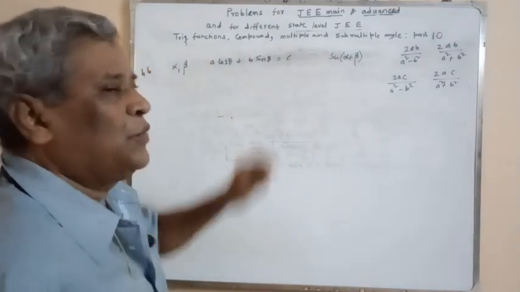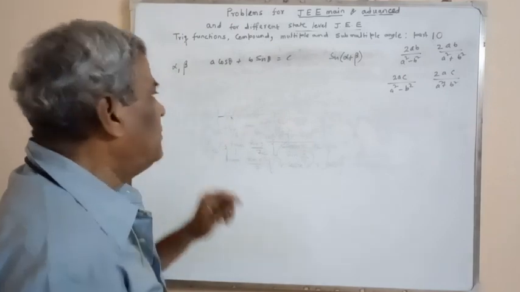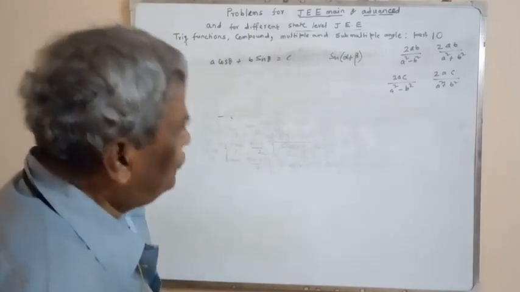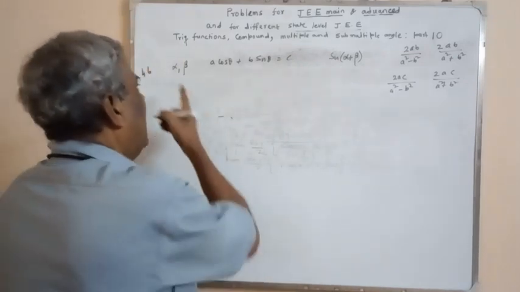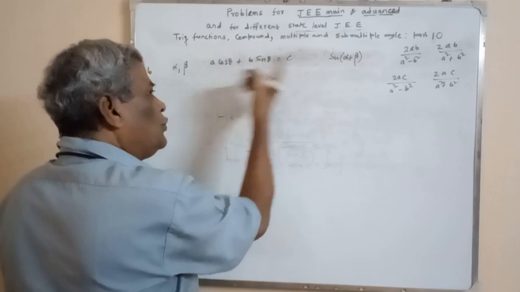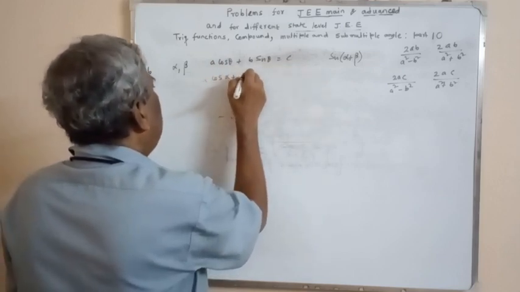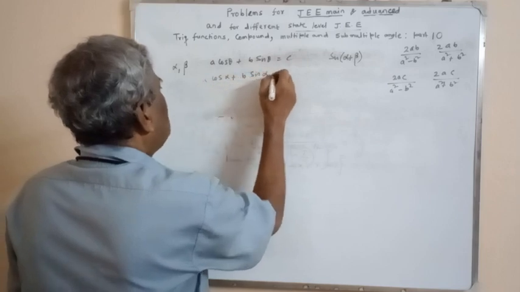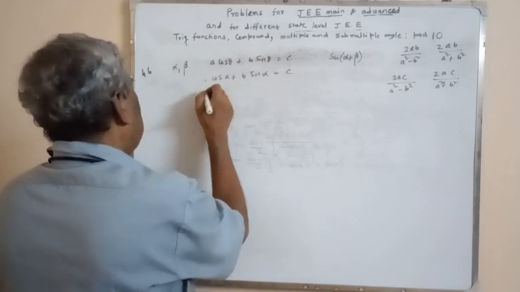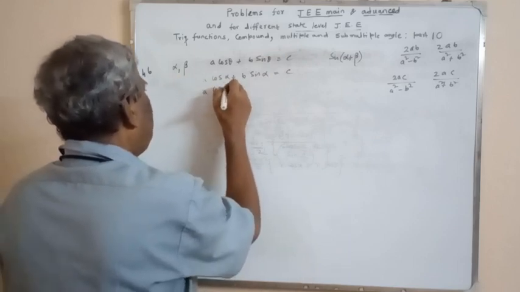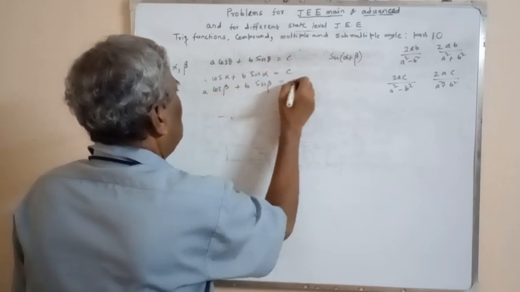Now this is a trigonometric equation. Its roots are given as alpha and beta are two roots. Then to find the value of sine of alpha plus beta, because alpha is a root of that, we must have a cos alpha plus b sine alpha is equal to c. Beta is another root, so a cos beta plus b sine beta is equal to c.